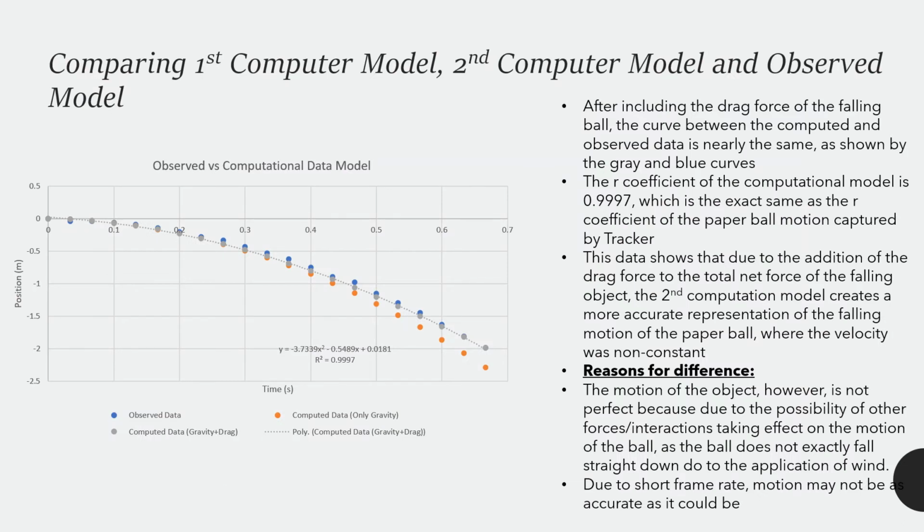After including the drag force of the falling ball, the curve between the computational and observed data is nearly the same, as shown in the gray and blue curves. The R coefficient of the computational model is 0.997, which is the exact same as the R coefficient of the ball captured by Tracker. This data shows that due to the addition of the drag force and the gravitational force on the total net force, the second computational model creates a more accurate representation of the falling object. The motion of the object, however, was not perfect due to the possibility of other forces and interactions taking place in the motion that could have moved it in the x direction, and due to the short frame rate which was recorded, it could not be as accurate as it should be.